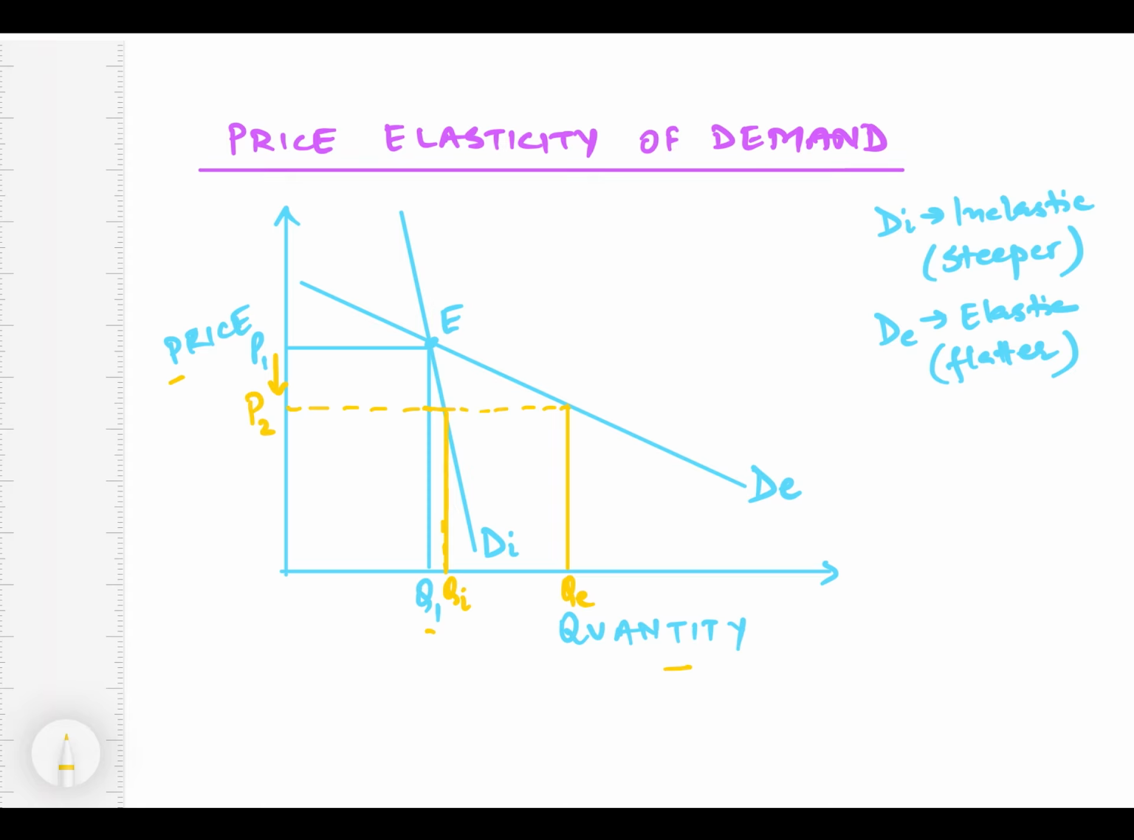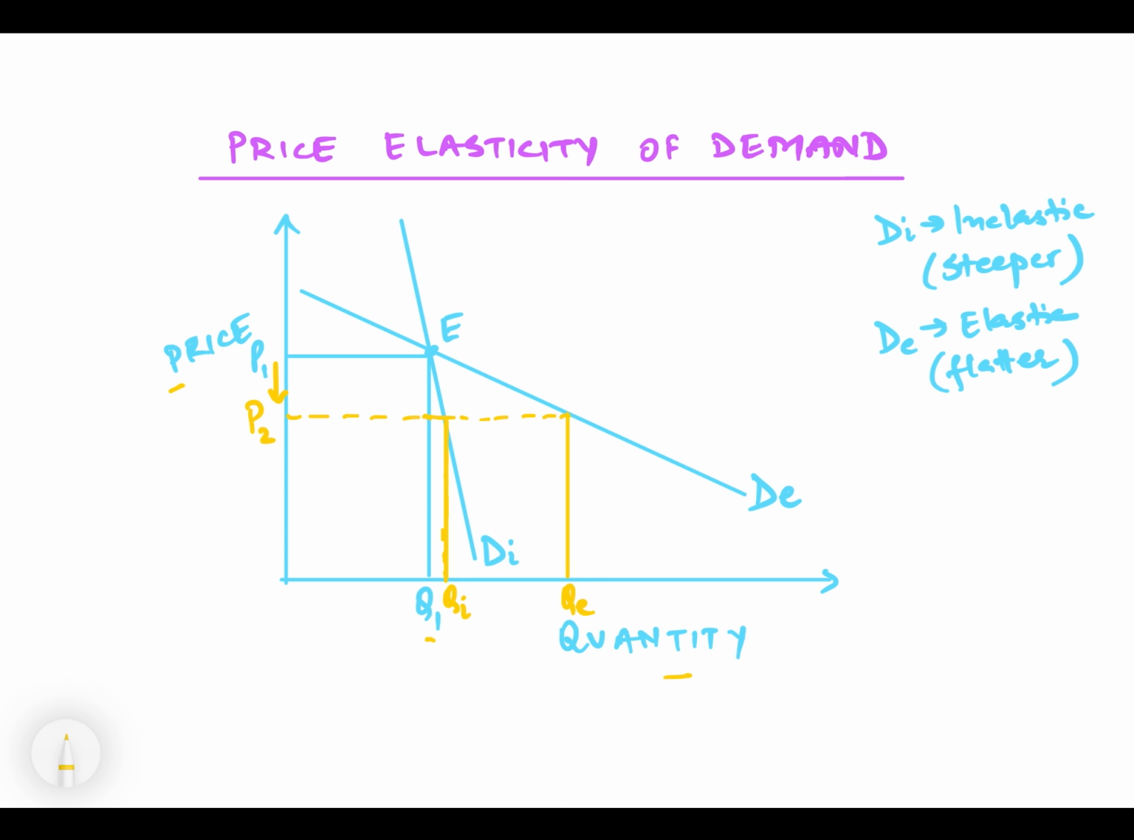Remember that steep equals inelastic and flatter curve equals elastic. So just to recap, remember on the steep inelastic curve, quantity rises only a little, only by this much from Q1 to Qi. But on the flat elastic curve, the same price drop causes a big jump from Q1 to QE. So this shows the clear difference between elastic curve and inelastic curve.